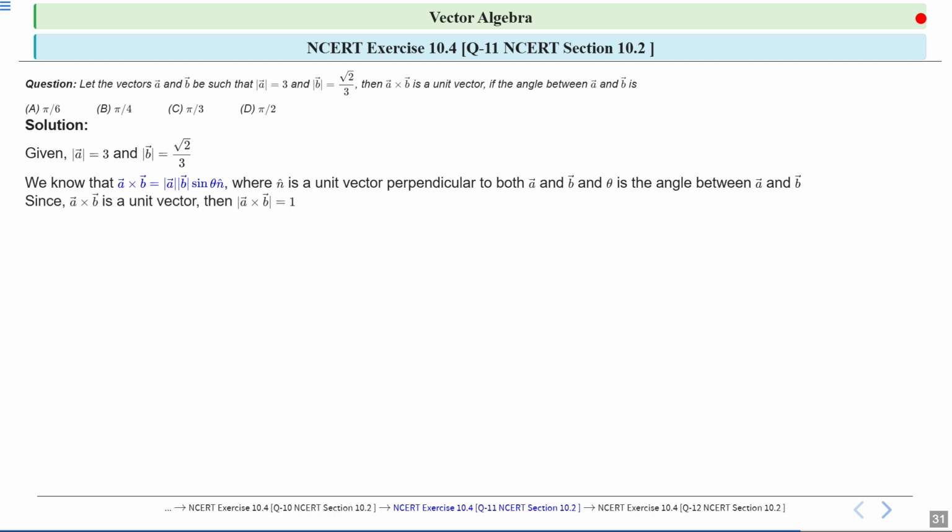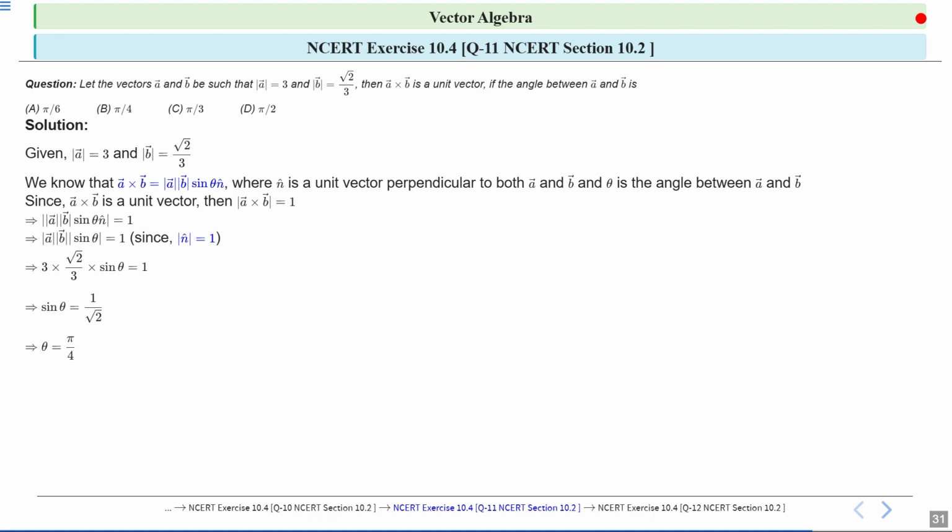Since a vector cross b vector is a unit vector, the magnitude of a vector cross b vector is equal to 1. Hence, magnitude of a vector into magnitude of b vector sine theta n cap is equal to 1. So magnitude of a vector into magnitude of b vector sine theta is equal to 1, since magnitude of n cap is equal to 1. So we can write 3 into root 2 upon 3 into sine theta is equal to 1. So sine theta will be equal to 1 upon root 2.